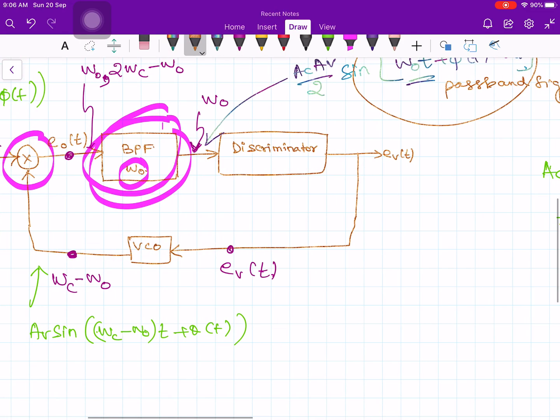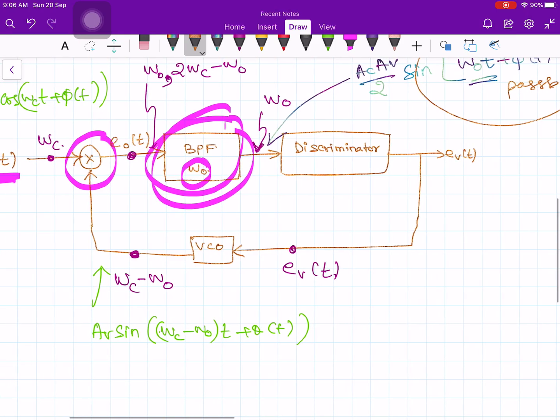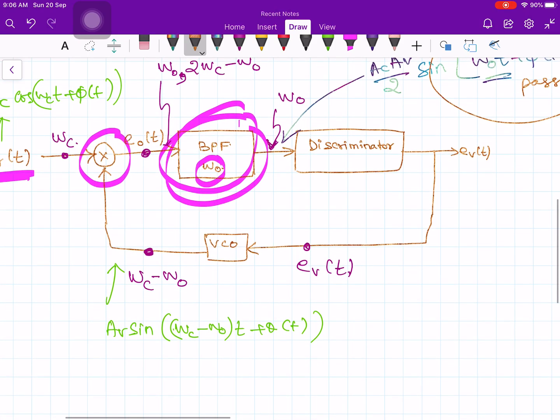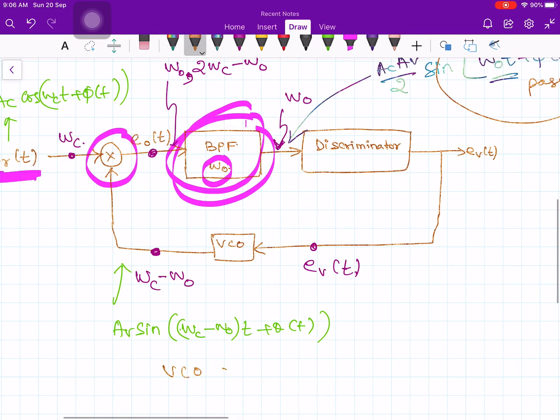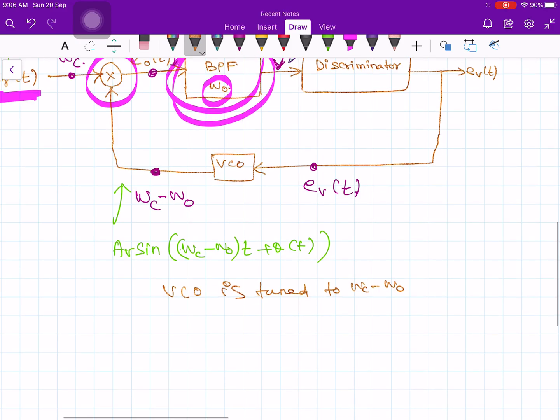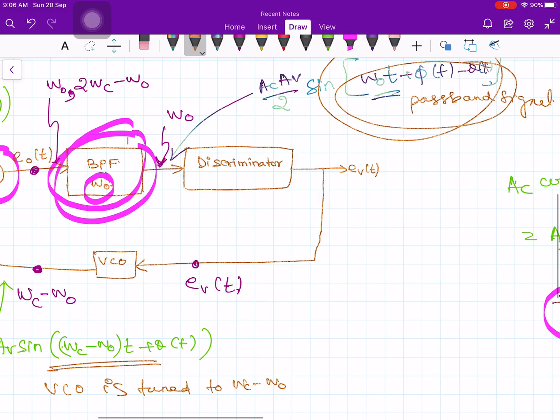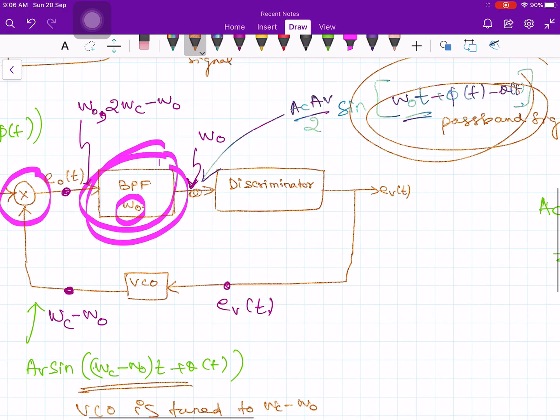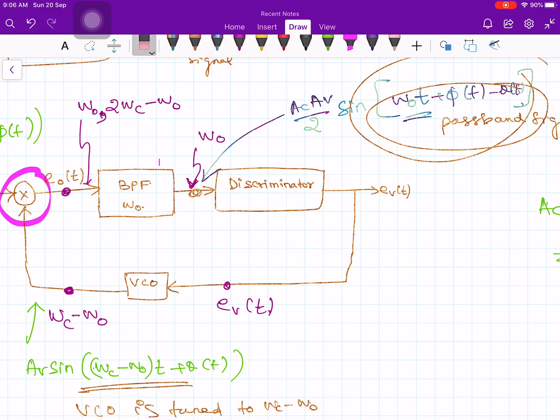And here the voltage controlled oscillator frequency is tuned not to omega c, but slightly offset from omega c. Therefore your VCO is tuned to omega c minus omega naught. That is slightly offset by an amount of omega naught. So that is the difference frequency here. Okay, this one is my difference frequency here. So in this point you will get a difference frequency.